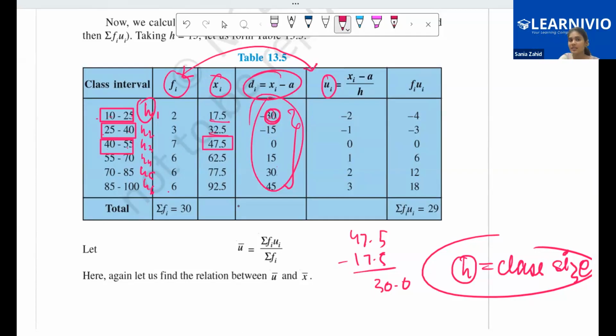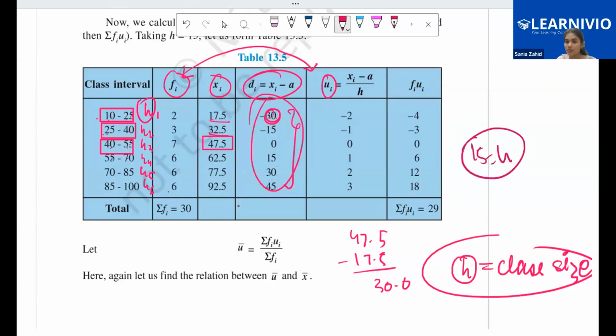Class size means, if you look at the class interval, what is the difference between the upper value and the lower value? What is the difference between 10 and 25? 15. Then 25 and 40? 15. 40 and 55? 15. 55 and 70? 15, and so on. So 15 is the class size over here.